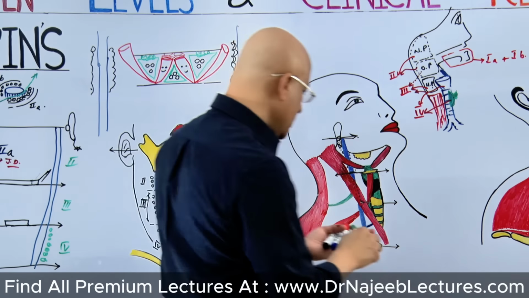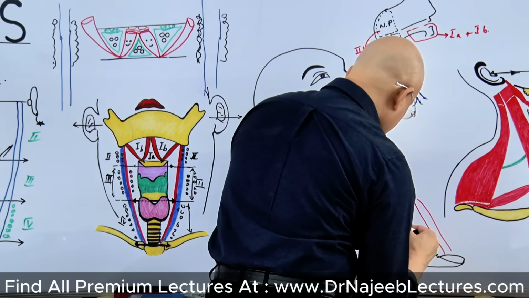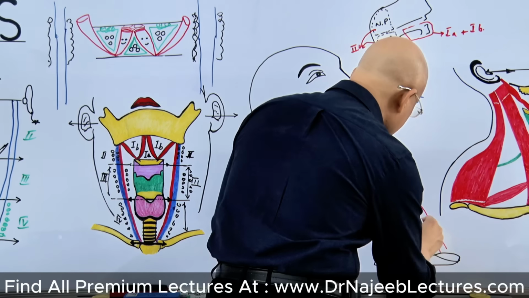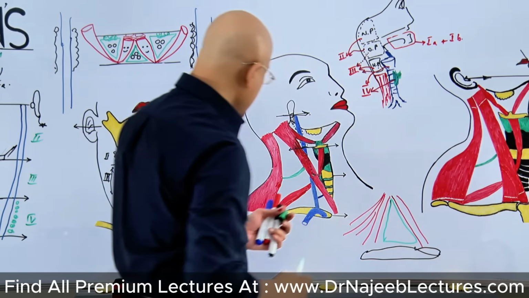Sternocleidomastoid. What is this muscle? Trapezius, right? Trapezius. And what is under it here? Clavicle. And which triangle is here? Posterior triangle of the neck, right?